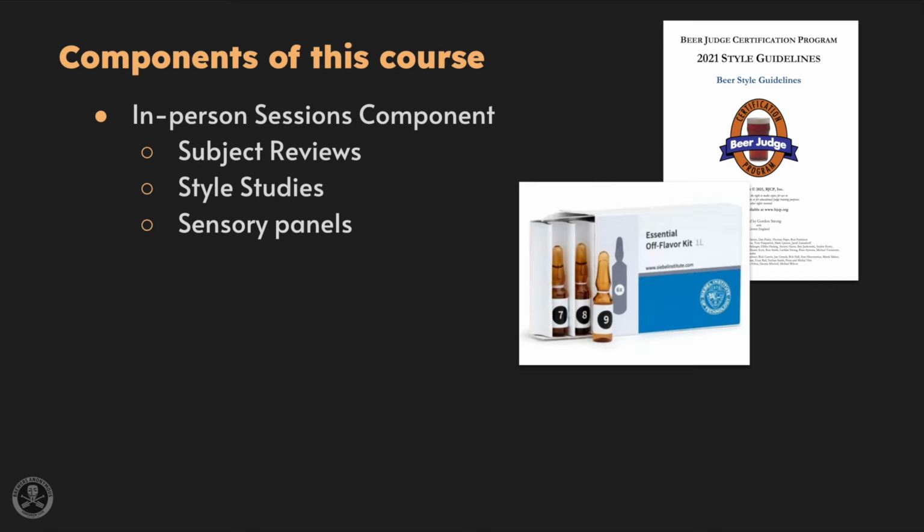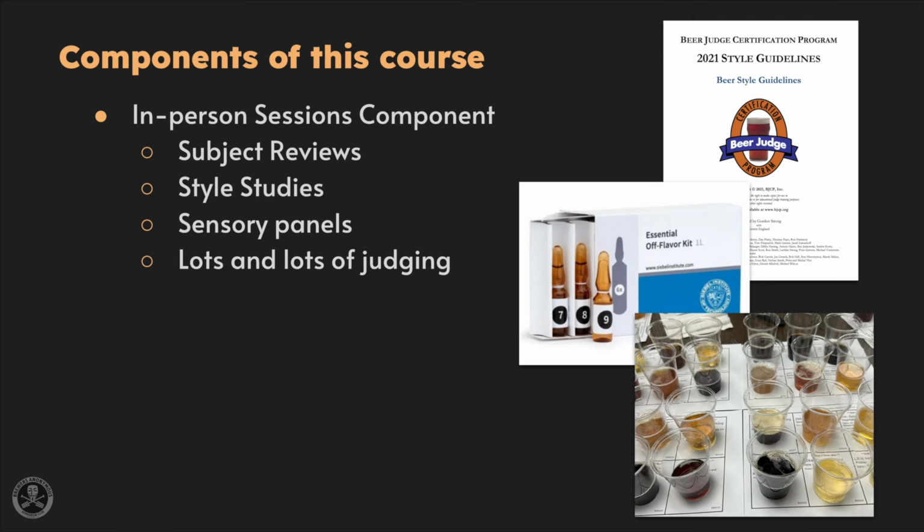We're also going to do sensory panels, and this picture shows an off-flavor kit, but a sensory panel can also include developing our skills of identifying aromas and flavors in beers without these flaws. Identifying and describing both the positives in a beer and the flaws in a beer are extremely important for judging, so we'll be doing both when we're together. And you've probably been expecting this to pop up on the slide. We're going to be doing lots and lots of judging, and what comes with that? Lots and lots of score sheets.